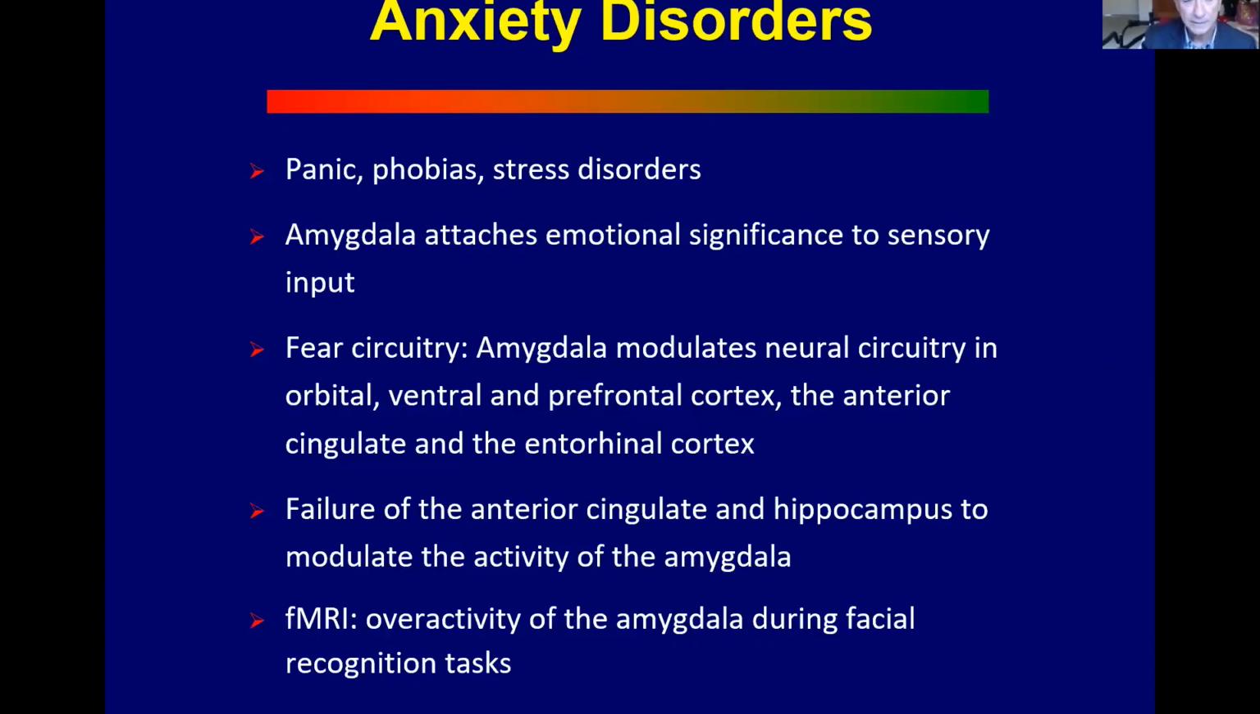And the theory is that there's failure of the anterior cingulate and hippocampus to modulate the activity of the amygdala. So the amygdala gets out of control, causing these anxiety disorders. On fMRI, there's overactivity of the amygdala during facial recognition tasks.